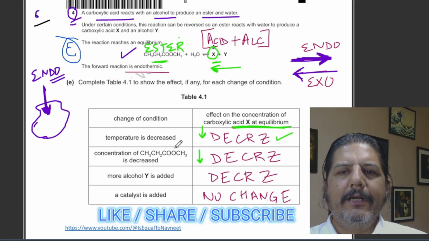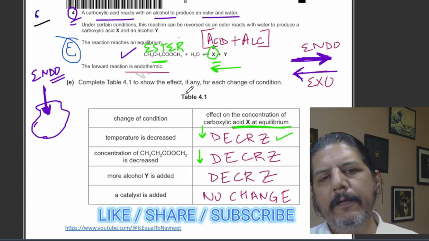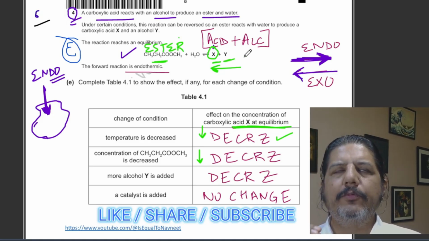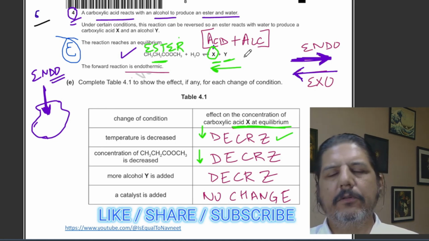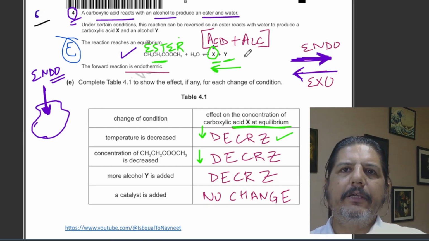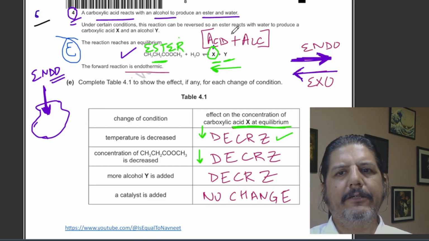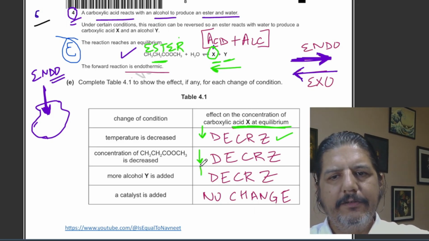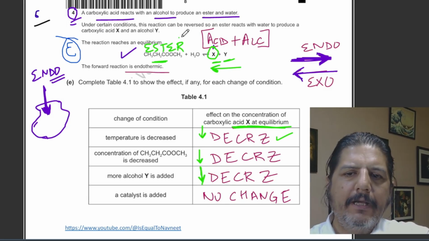More alcohol is added. If you add more alcohol, the alcohol Y is added, and as per Le Chatelier's principle, the system will try to oppose this. How will it oppose this? You are increasing the amount of alcohol, so the system wants to decrease it. How can it decrease it? By making sure that the reaction moves in the reverse direction. And when it moves in the reverse direction, the concentration of carboxylic acid decreases because the reaction has moved in the reverse direction. A catalyst is added.